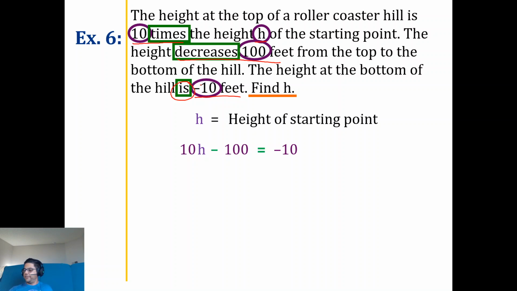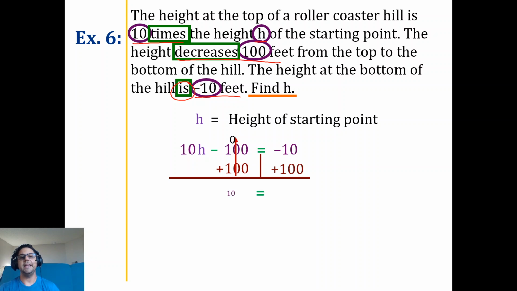So I'm going to go ahead and solve it using my inverse operations. I'm going to add 100 to both sides. Negative 10 plus 100, different signs, so I'm going to subtract. It's going to be positive. So 10h is equal to 90. Got to find the h, which is referring to the height of the starting point. Divide by 10. H is equal to 9. I miss roller coasters.